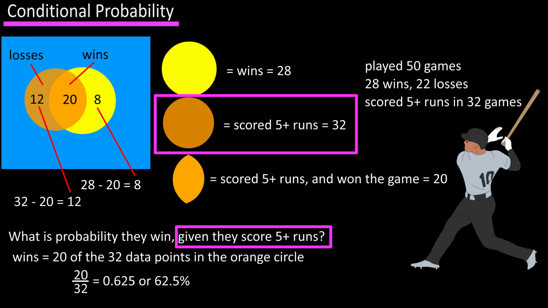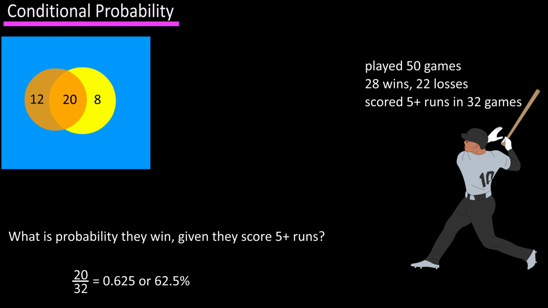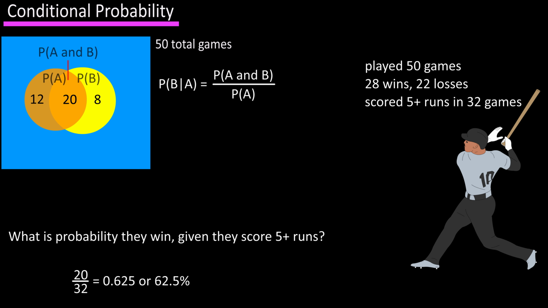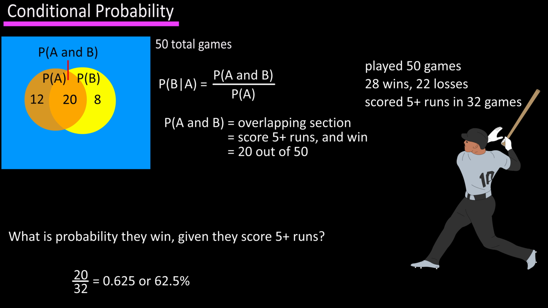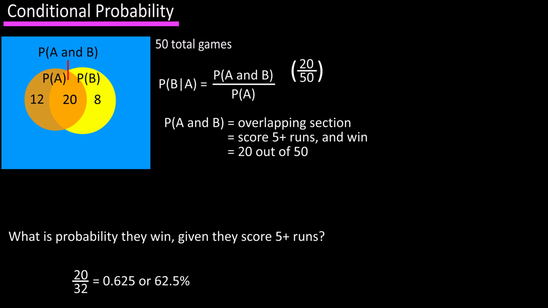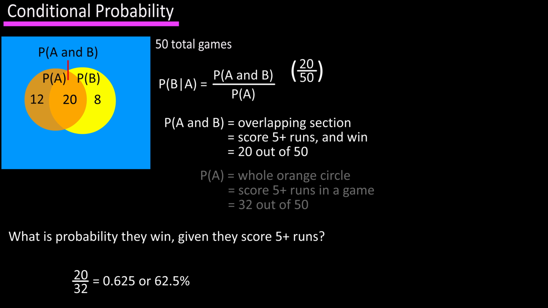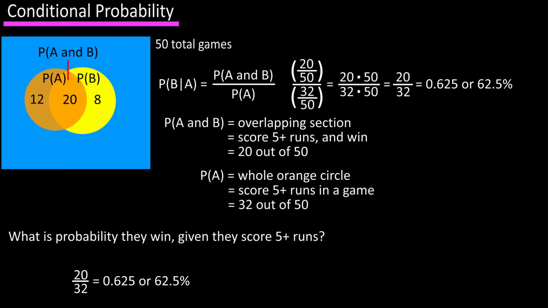Using the same example, we could use the formula to calculate this. So the probability of B given that A has already occurred equals the probability of A and B divided by the probability of A. In this formula, the probability of A and B is the overlapping area, the probability they score 5 or more runs and win, which is 20 out of a total of 50 games. And the probability of A is that they score 5 or more runs, which is 32 out of a total of 50 games. Now we do the calculations and end up with the same result, 62.5%.